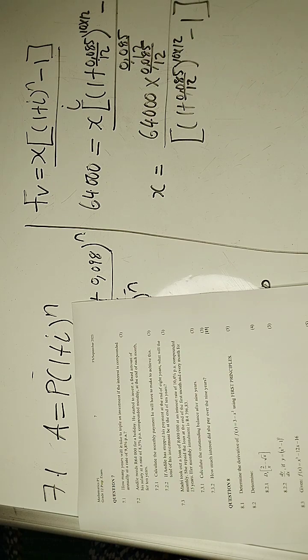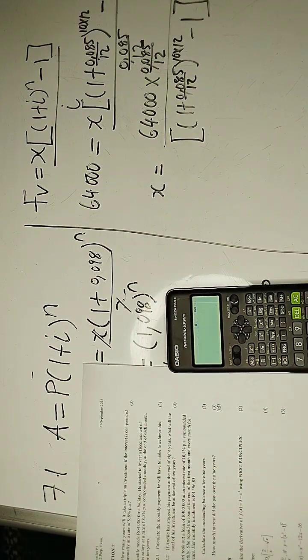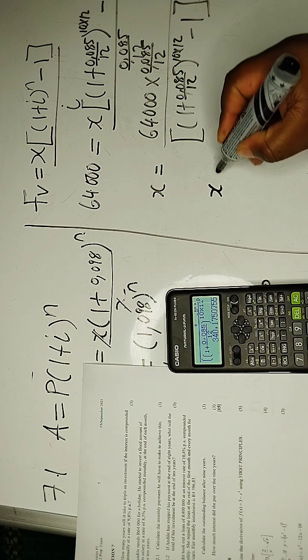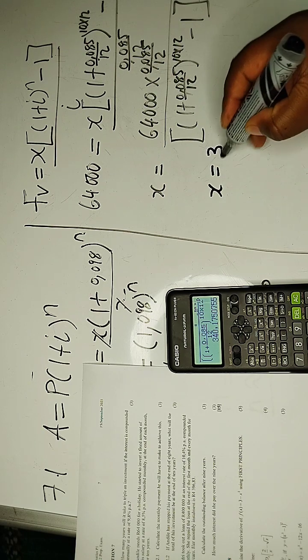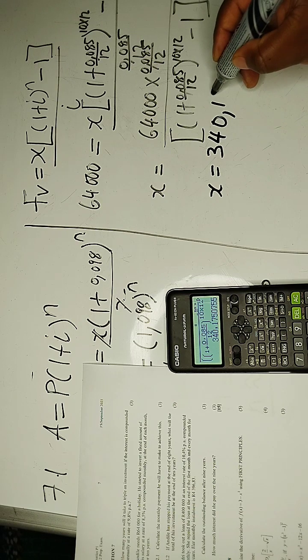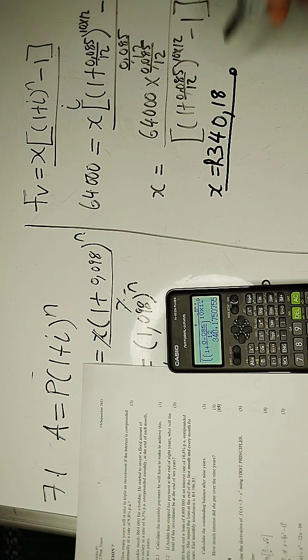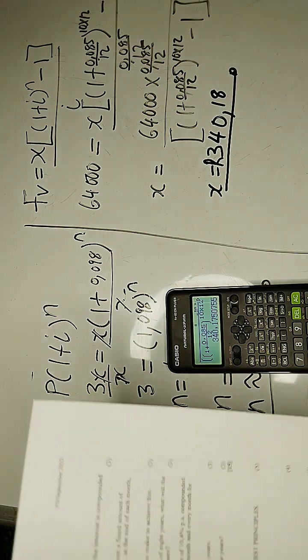Then you punch this on your calculator. You punch this in your calculator, then there's your answer. So your X here is given by 340,18. Remember, this is in rands. Now that is your monthly installment.